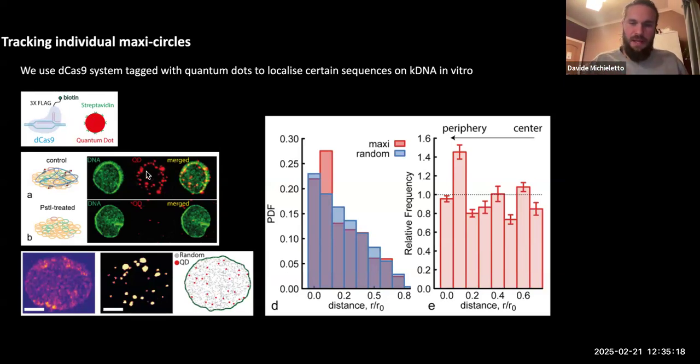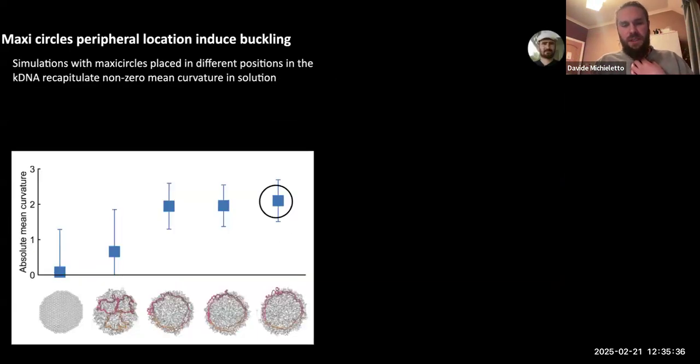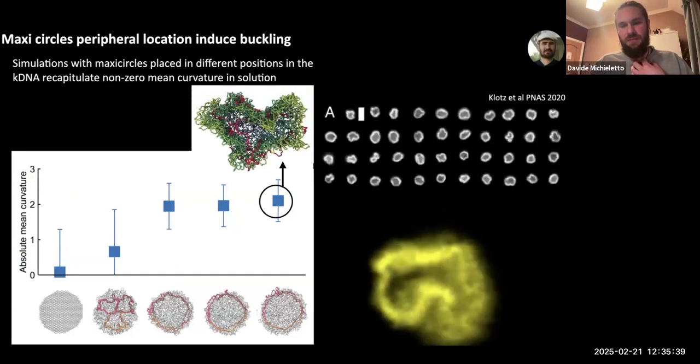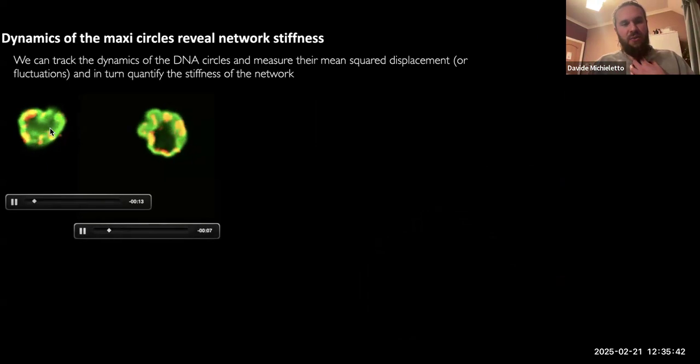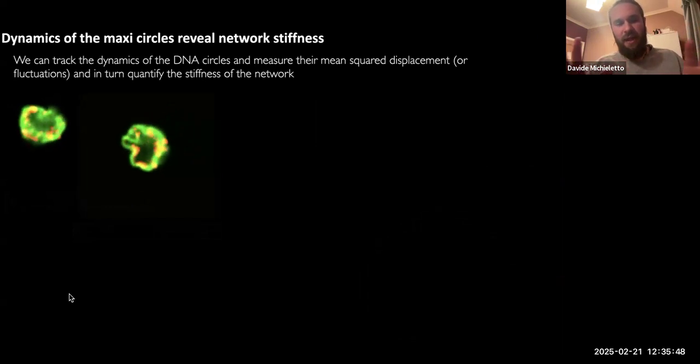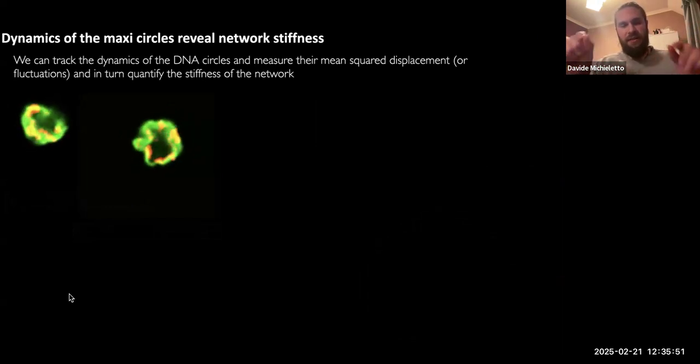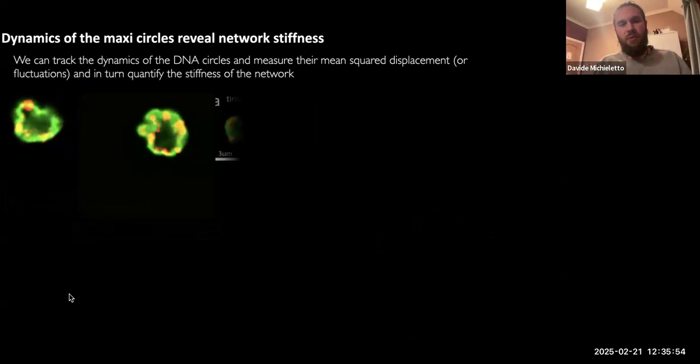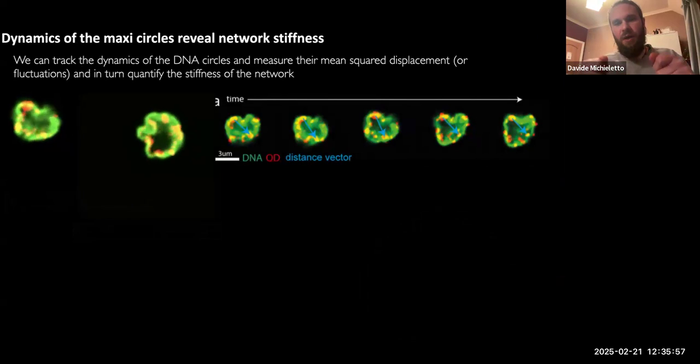The maxicircles are DNA circles that are very long. This kinetoplast DNA network is made of small circles and large circles, and these large circles appear to be localized at the periphery. What we did was take movies where the green is the whole kinetoplast and the red is the quantum dots tagged on the maxicircles. We can track the dynamics of the quantum dots, and therefore the dynamics of the maxicircles within the network.